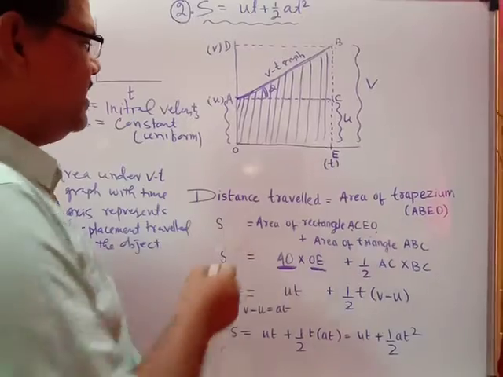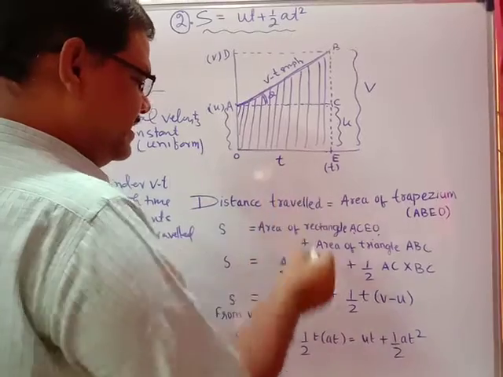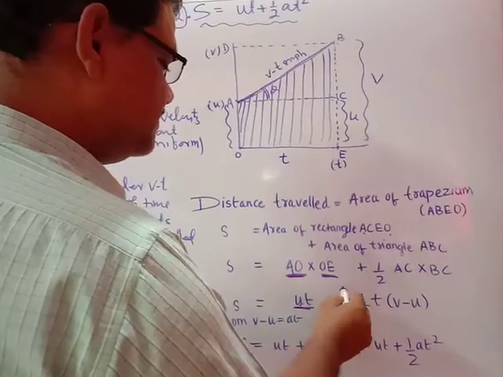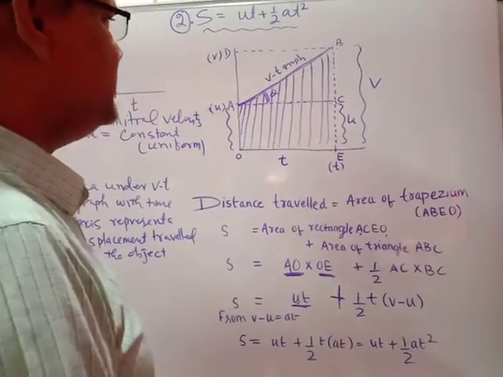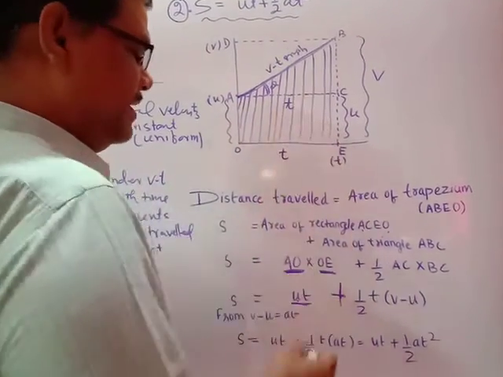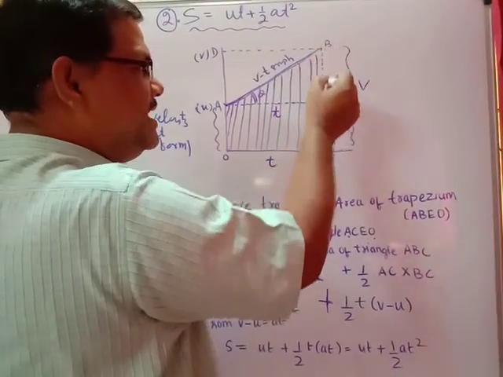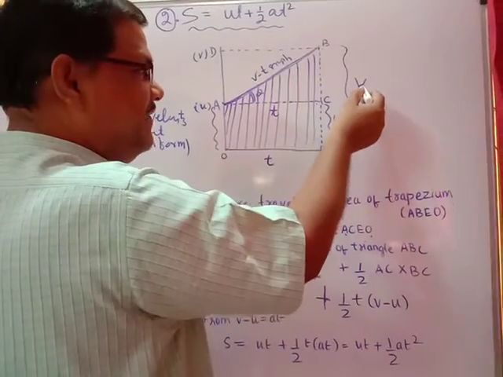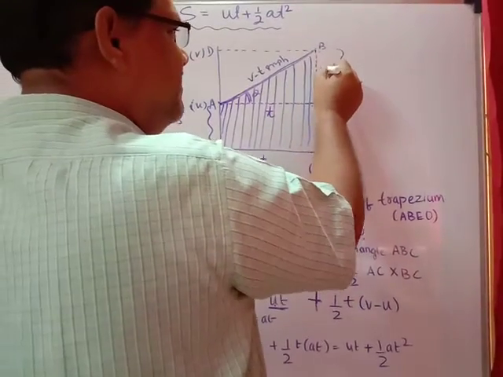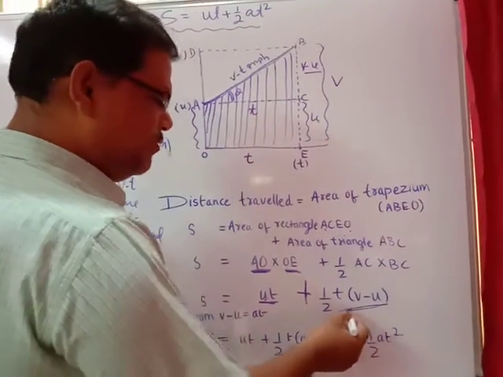From the graph, AO you know is u, and OE you know is t, so that is u into t, ut, plus half into AC into BC. What is AC? AC is parallel to OE, so if that is t, this will also be t. And what will be BC? From B to E is v, and C to E is u, so BC will be v minus u. So we are getting t into v minus u.